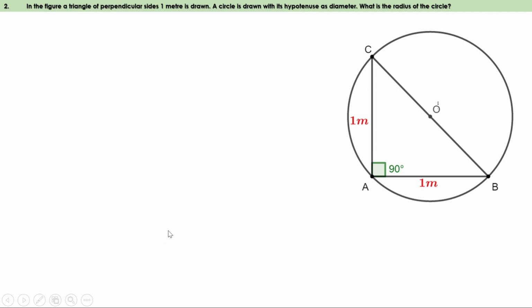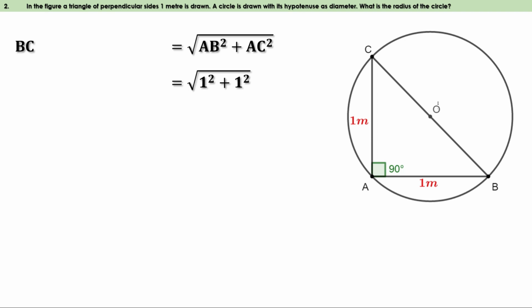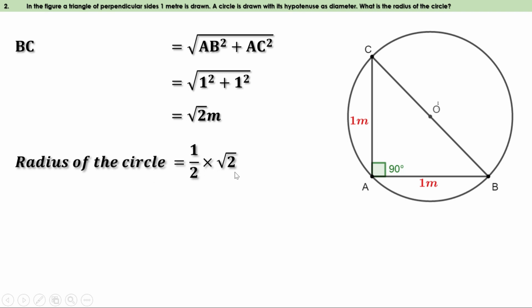We know hypotenuse equals root of base square plus altitude square, or BC equals root of AB square plus AC square. AB is 1 and AC is 1. So this can be written as root of 1 square plus 1 square. And we know root of 1 square plus 1 square is root 2. That is, BC equals root 2 meters, or the diameter of this circle is root 2 meters. And we know radius is half the diameter. Therefore, radius equals half into root 2 meters.